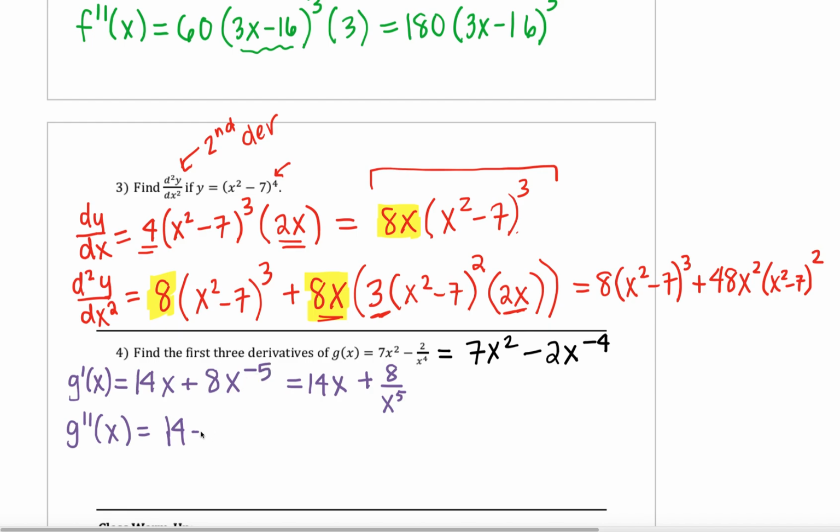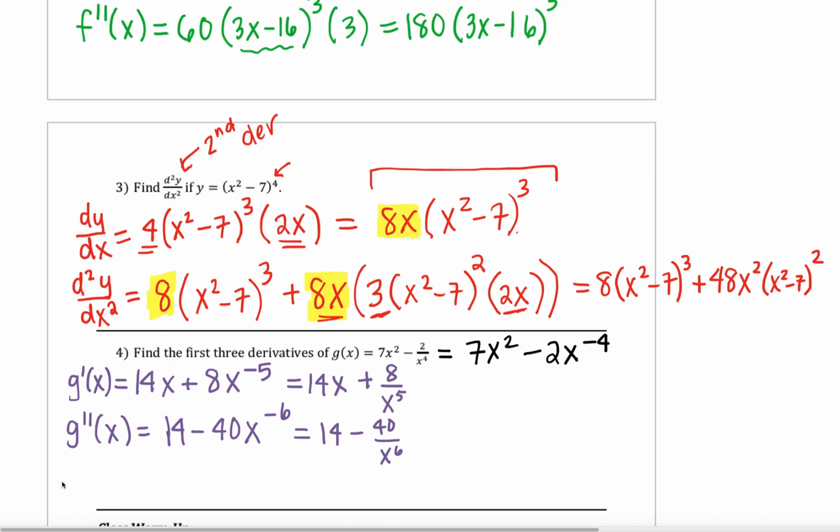The negative 5 would come down, which would give us negative 40 then, x to the negative 6. And if I want to clean up and rewrite that derivative, it would be 14 minus 40 over x to the positive 6 power. And that would be our simplified form of our second derivative.